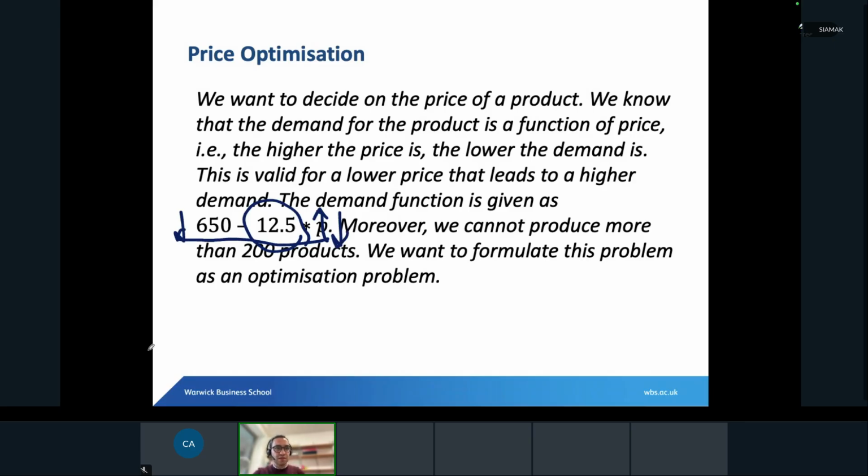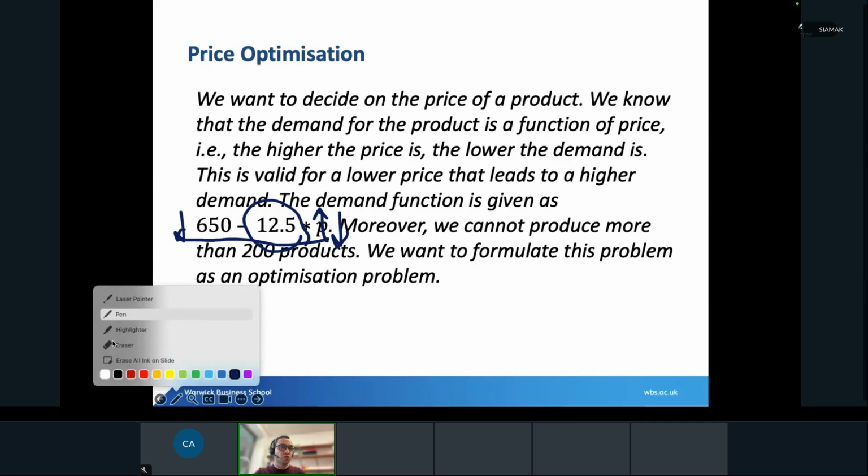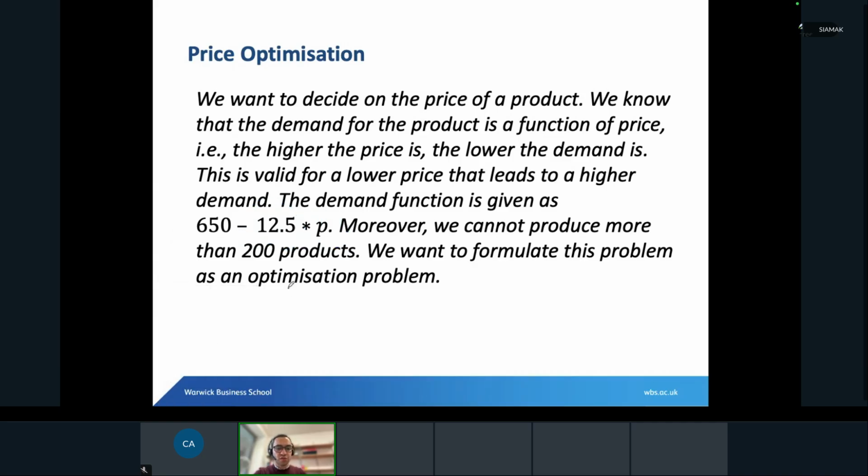This is a very well-known and often used demand function for regular products. It's a linear function of the price with a negative coefficient for the price. Moreover, we cannot produce more than 200 products. That's also something that we have.